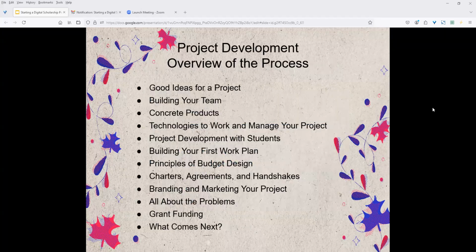All right, so I want to give you an overview of the process, the big picture as it is. So we're going to go through all these particular points here. This is very much an overview.